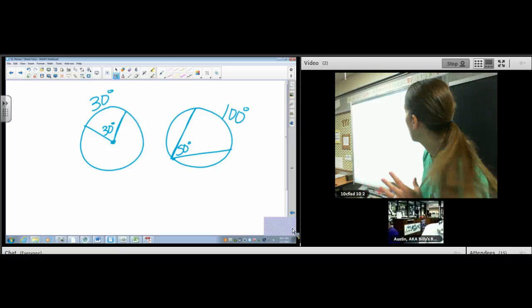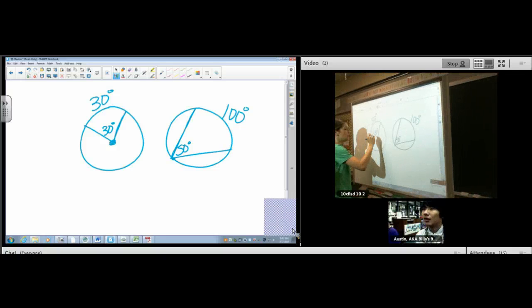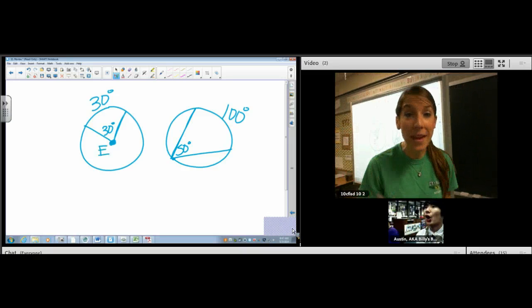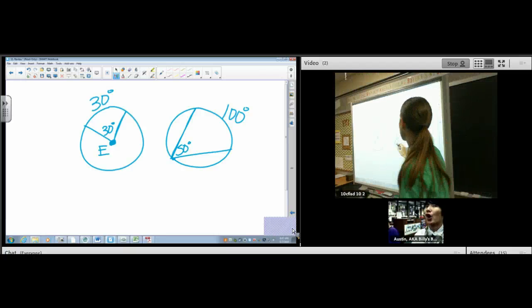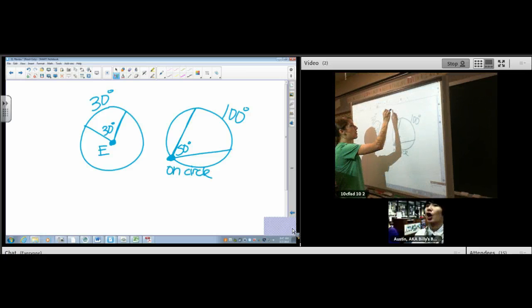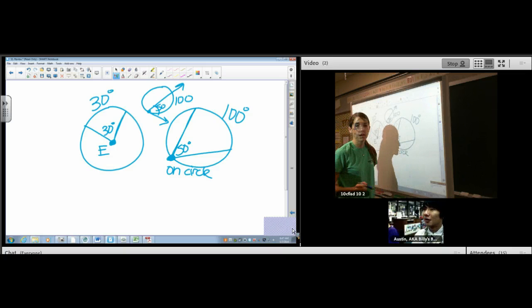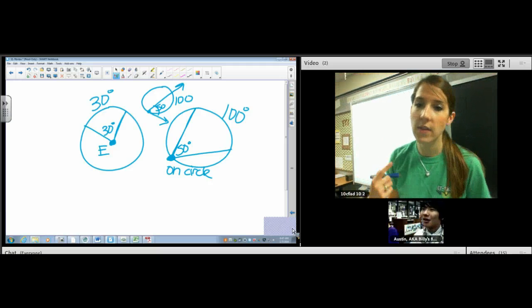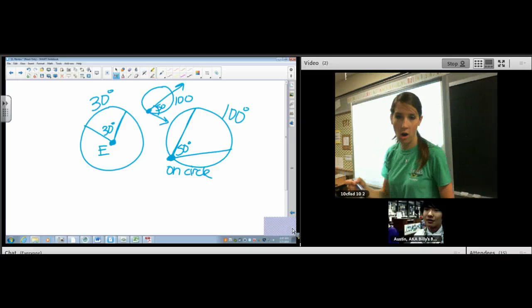So how do you find them? A central angle will always have the vertex on the center. Like if that's circle E, then the vertex will be point E. An inscribed angle always has its vertex on the circle. Remember, there's another picture that looks kind of like that, and we don't call it an inscribed angle, but it has the same rule. If the arc is 100, then this angle's 50. Why is that? Because of the vertex. The vertex is on the circle.